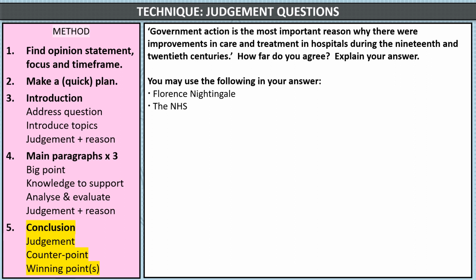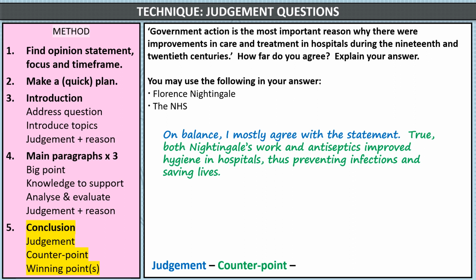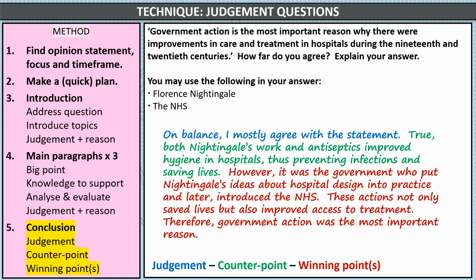At the end of the answer, you need a brief conclusion. This begins with a judgment. Overall, how far do you agree with the statement? Next, remind us what the best points are on the other side. Finally, explain your winning points. Think about these 3 steps of the conclusion a bit like winning an argument. You're really saying, I think this, other people might think that, but I'm right because.